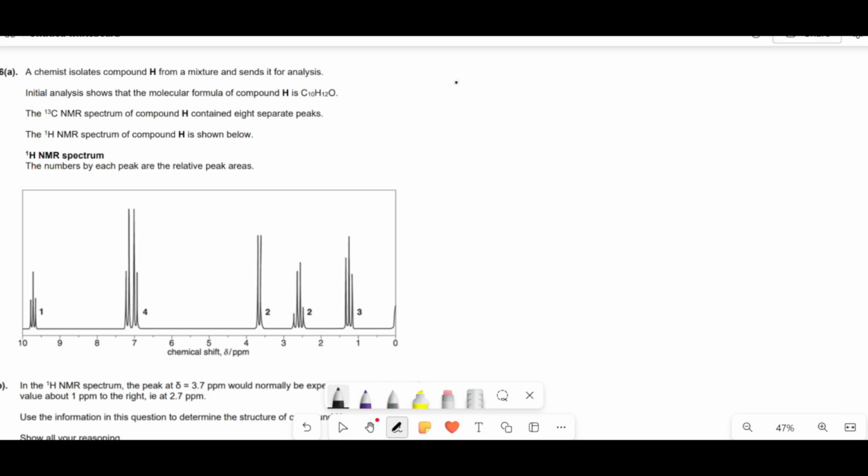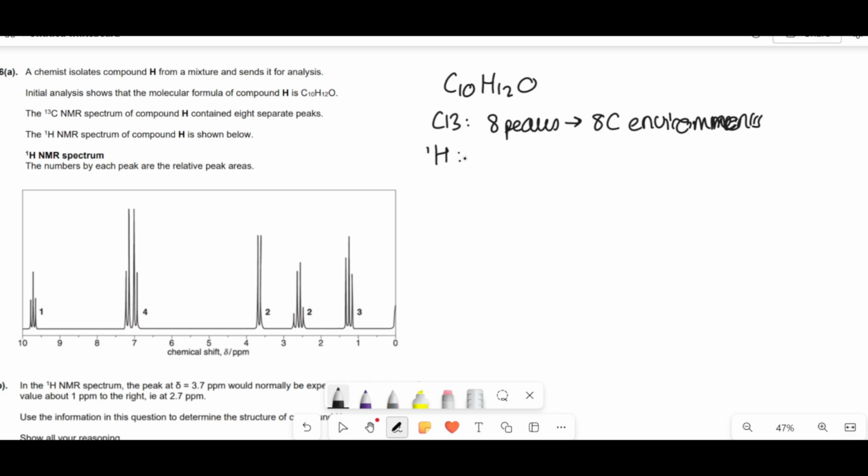So I know from the text that the formula is going to be C10H12O. I know that the carbon-13 NMR spectrum has 8 peaks. If that's 8 peaks, that means that there are 8 carbon environments. Before I even touch the datasheet or anything like that, I will always work out the number of environments for carbon and proton. So the proton NMR spectrum environments, well, you can work it out yourself. So there's 1 there, 2 there, 3 there, 4 there, and because these two are separated by a little bit of flatness in between, it's actually 5 and 6. Although, if you're in doubt, just go with what you know.